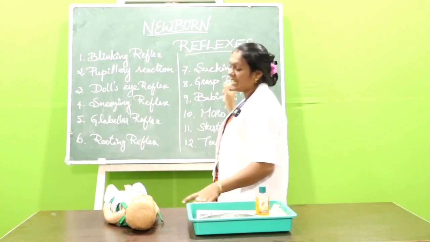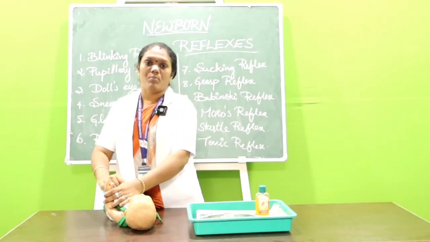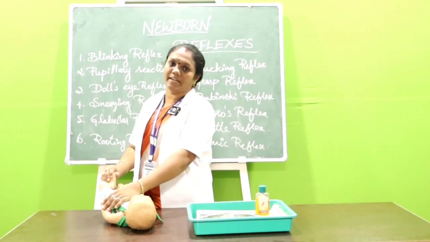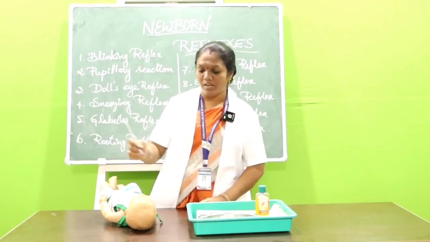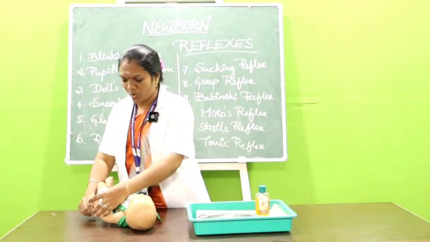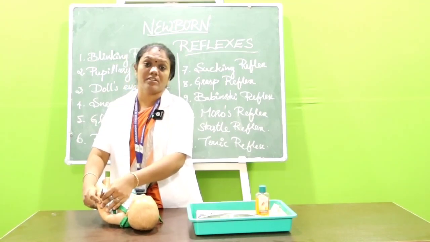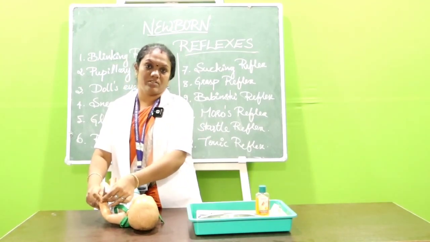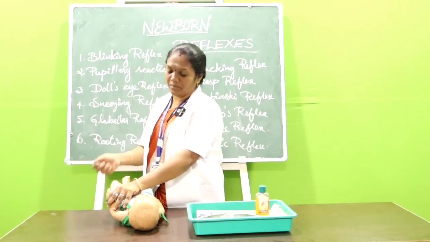The next one is the grasp reflex. The grasp reflex is of two types: one is the palmar grasp, and the next is the plantar grasp. Palmar grasp means that when you give an object to the baby, the baby holds that object, with the fist and fingers tight around it. This indicates the presence of the palmar grasp reflex. The same applies to the plantar grasp.